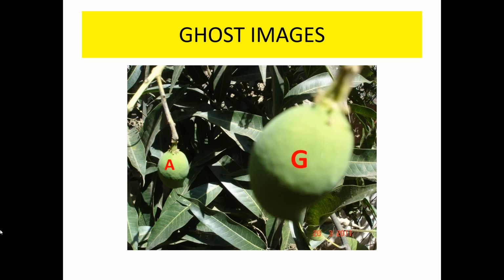Ghost images are formed when an object is located between the X-ray source and the center of rotation. Anatomically, the object is behind the center of rotation. In this picture, which is of a mango tree, there are 2 mangoes hanging. Just to compare and understand, the mango marked A is like an actual object and the mango marked G is a ghost image, and as you can see, the ghost image is larger, slightly at a higher level and also slightly blurred.